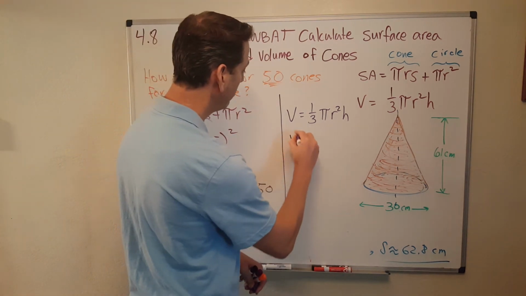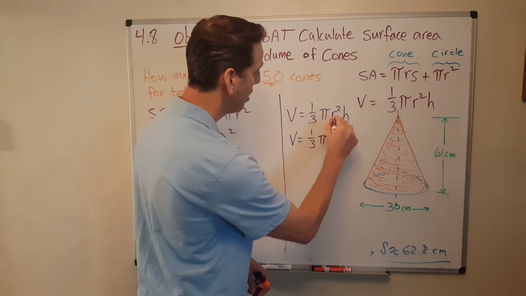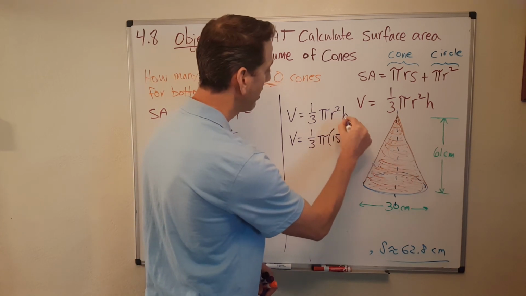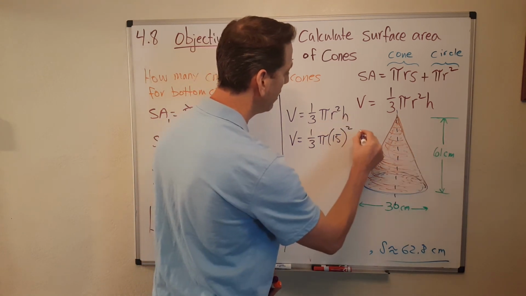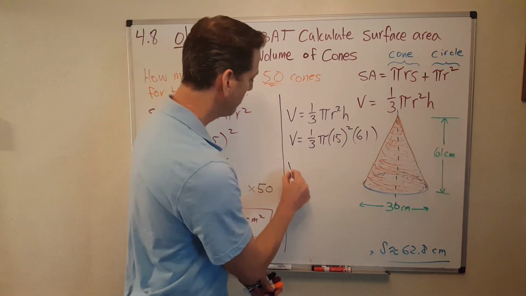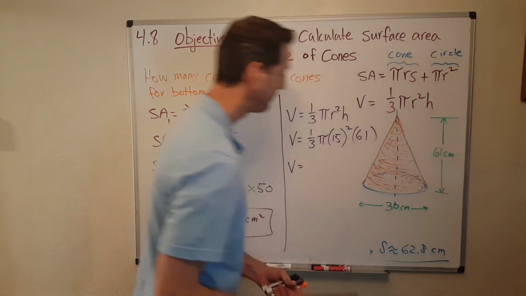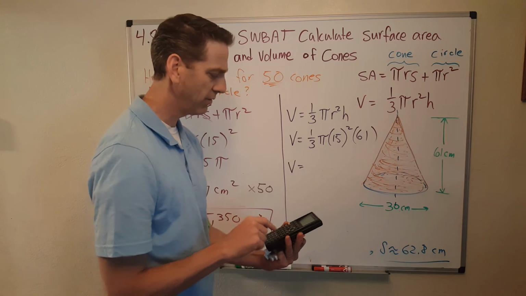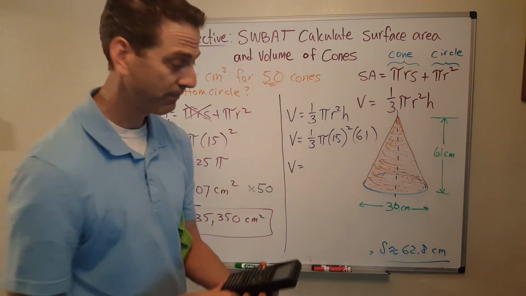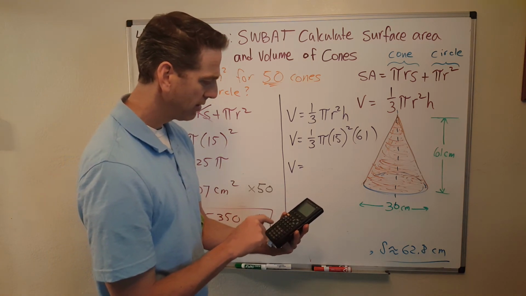So we got volume equals 1/3 pi r, which is 15, and we got to square that, h, which is 61. All right, and now our calculator is going to earn its money. Let's figure this out here. In fact, see if you can go ahead and pause this video, see if you can get it. All right, welcome back.